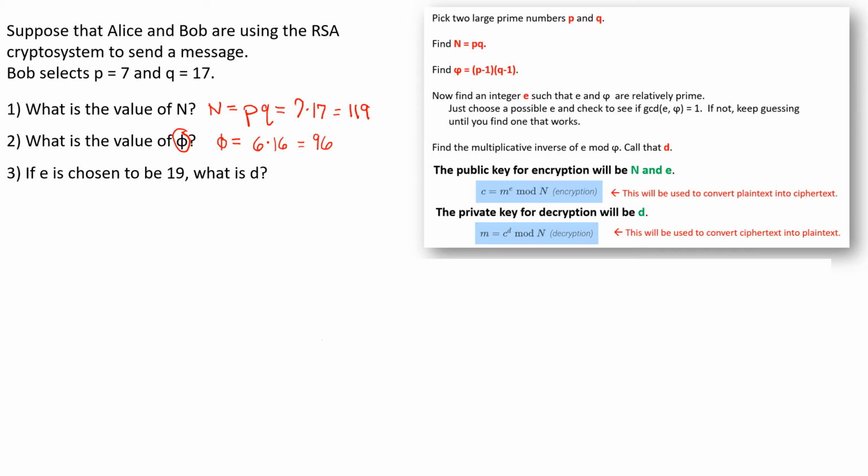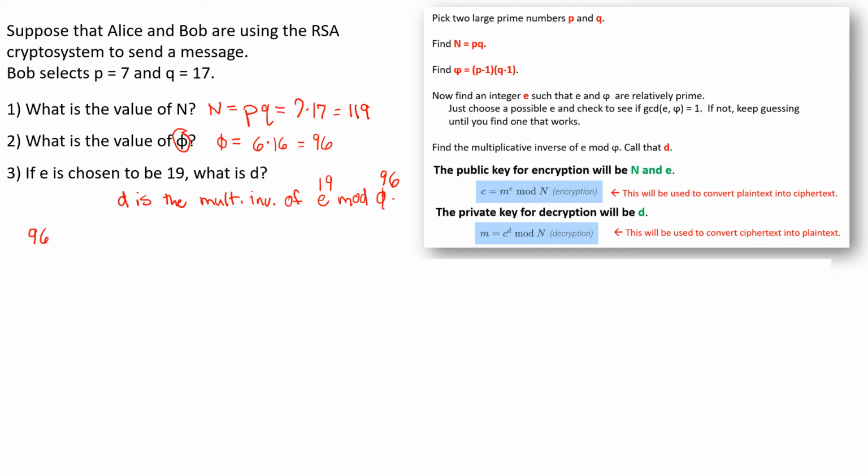Okay, so remember, we just choose an E. That E better be relatively prime with phi, and we'll find out here soon. And then eventually we want to find D. So what is D? D is the multiplicative inverse of E mod phi. So we'll start out remembering that E is 19 and phi is 96. We'll use Euclid's algorithm to help us find the multiplicative inverse of 19 mod 96.